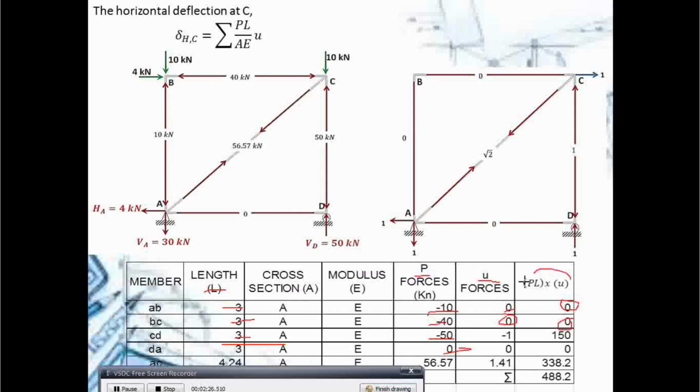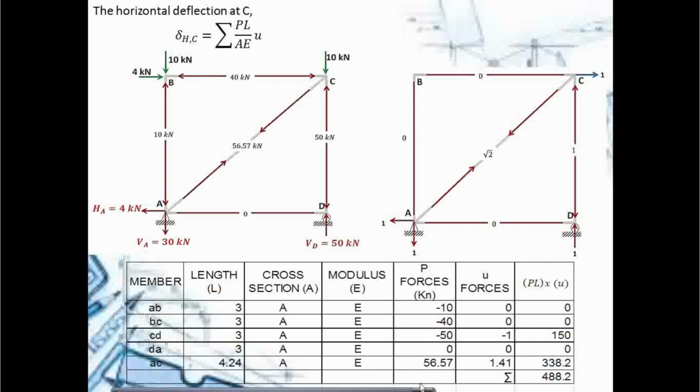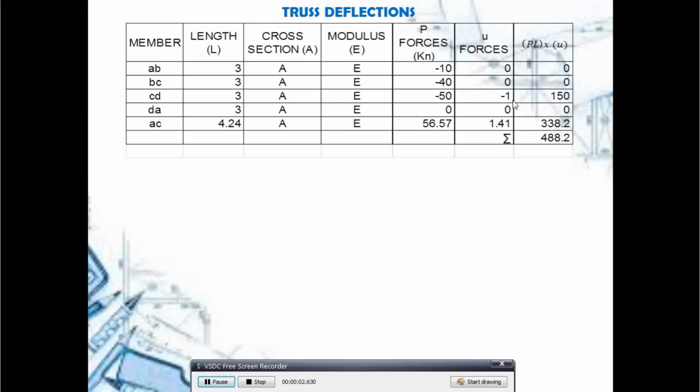And after na nakuha nyo yung PL times U, next is to take the summation. Ano yung i-take mo ng sum? Itong mga values na to. From AB hanggang kay AC. And kapag na-take nyo na yung sum, nitong 0 hanggang kay 338.2, the answer is 488.2. I hope this table is clear to you. This is not yet the final answer. Nakuha na natin yung pinag-add natin si AB hanggang kay AC. Our summation is equal to 488.2.